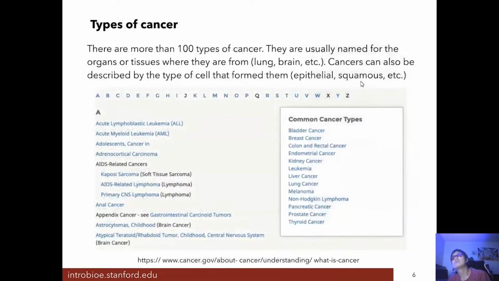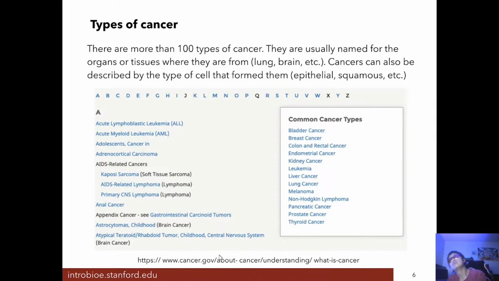There are more than 100 types of cancer. Cancers are usually named for the organs or tissues where they're from, so this could be lung cancer, brain cancer, etc. They may also be described by the type of cell that formed them, so they could be epithelial cells, squamous cells. Sometimes you'll hear a combination of both the tissue that they're from and the cell type they're formed from.